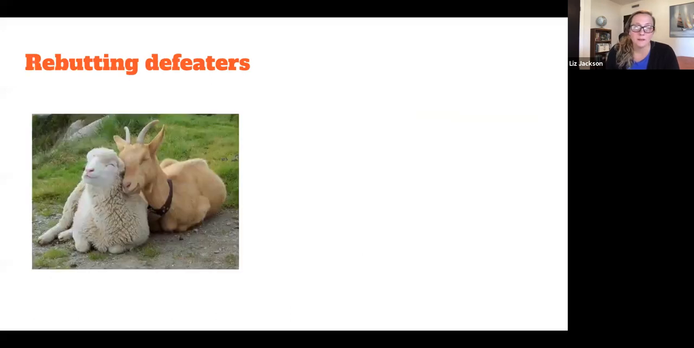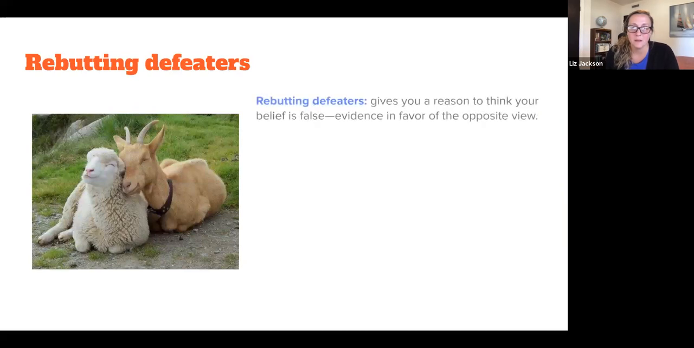Okay. The second kind of defeater is a rebutting defeater. Rebutting defeaters don't challenge your current basis for a belief, but they give you an independent reason to think that belief is false. So they give you evidence in favor of the opposite view.